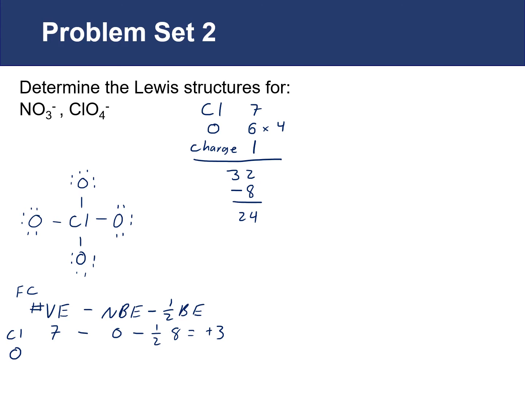Our oxygen atoms each bring with them 6. They are all the same in terms of what is bound to them. They all have 6 non-bonding electrons minus 1/2 of 2 bonding electrons, giving each one a -1 formal charge.